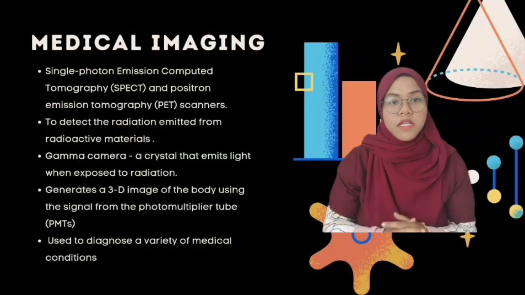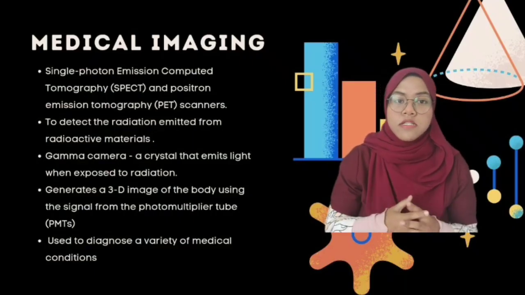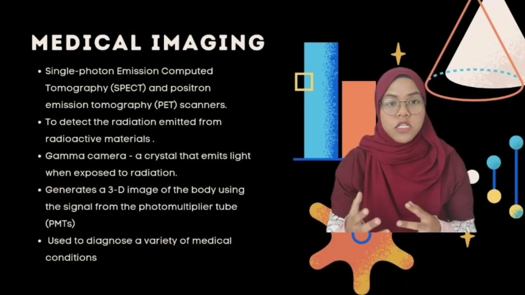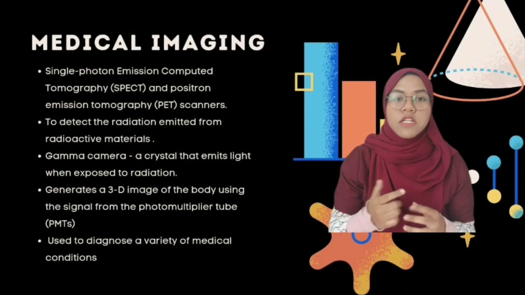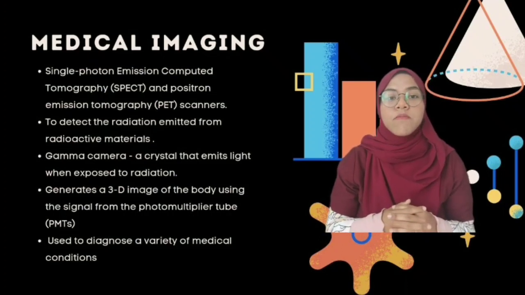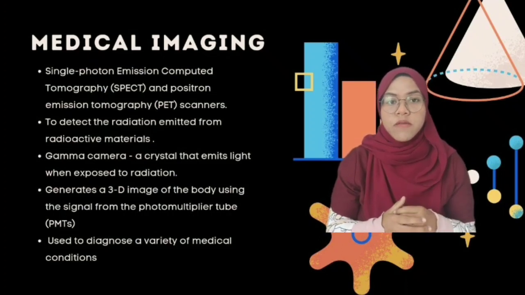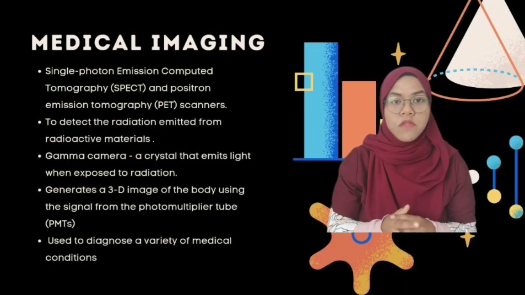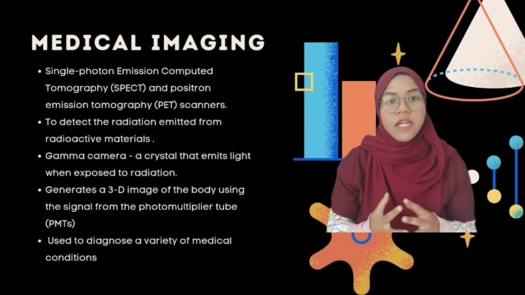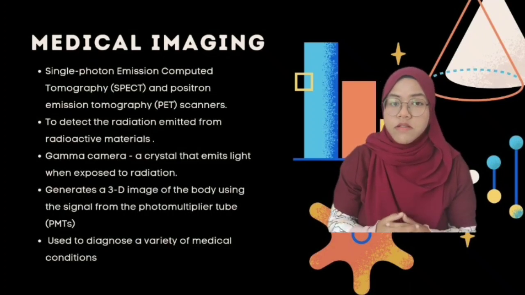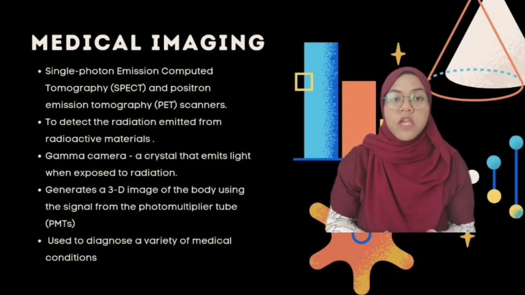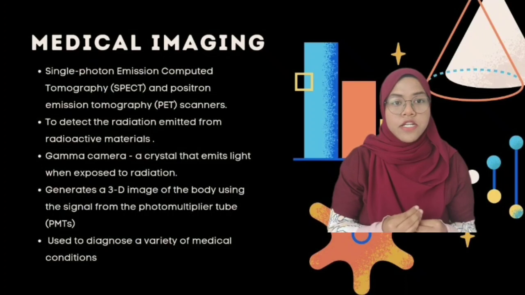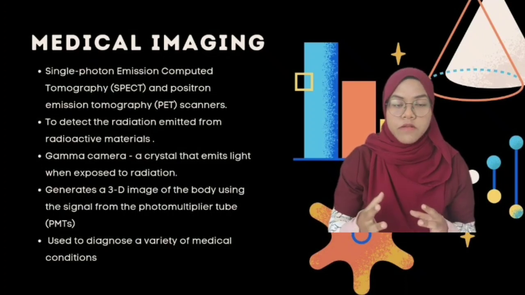The first one is medical imaging. This detector is used in medical imaging equipment like single photon emission computed tomography, SPECT, and positron emission tomography, PET scanners. Both of these equipment are used to detect the radiation emitted from radioactive materials that have been injected into the patient's body. For example, the SPECT scanners use a gamma camera.